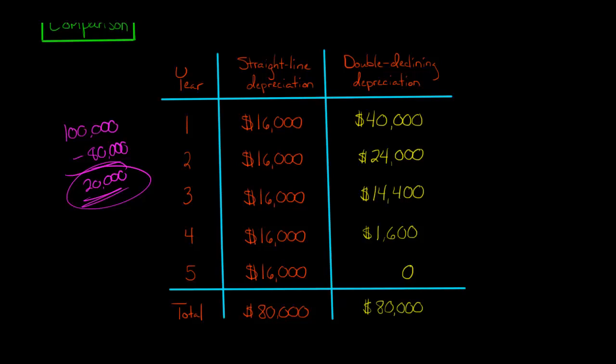So we see that double declining balance results in more depreciation in the early years of the asset and then less depreciation in the later years of the asset. But either way, we end up taking the same amount of total depreciation over the asset's useful life.